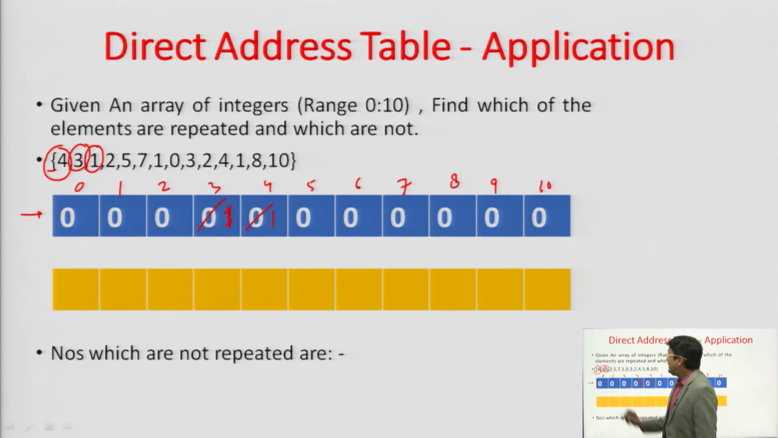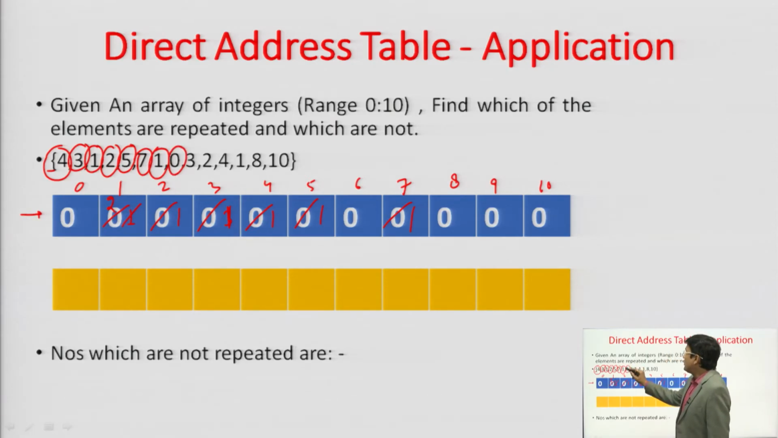Similarly, we have a number 1, we go to the index 1, the earlier number there was 0, we update that counter by 1. We have a number 2, we go to the 2 index directly, this is a direct address table, and we update the counter from 0 to 1. We have a number 5, go to the index number 5, update this counter to 1. We have a 7, go to the 7 and update this counter to 1. We have 1, go to this 1 index and update this counter to 2. We have 0, go to the 0 index and update this counter to 1.